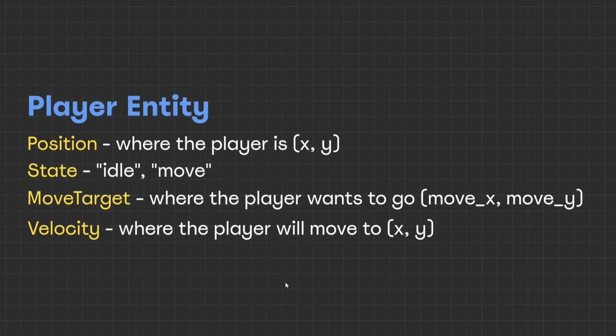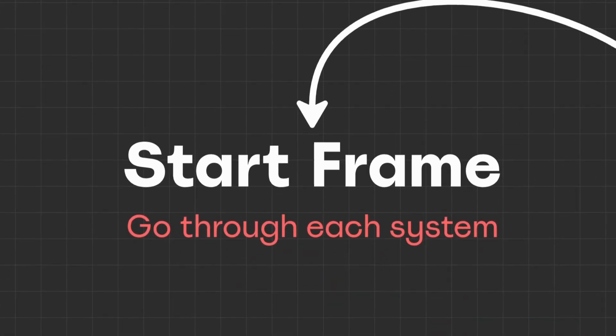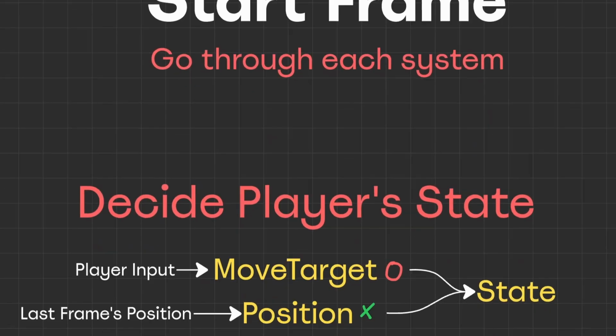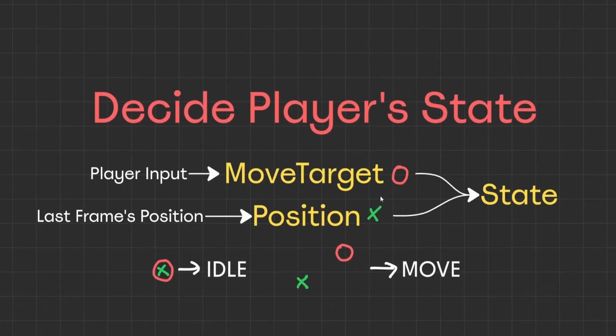Therefore, only the velocity component needs to be assigned to the player. For how we'll be using this, let's look at the player entity. They have a position component where the player is, a state which can either be idle or moving, a move target, so where the player wants to go, and a velocity of where the player will go. So at the start of each frame, we'll go through each system for the game logic. Starting with deciding the player's state, we'll take the move target and position components, and with that, we'll determine what the player's state is. So if the position and the move target are the same, we want the player to be idle. But if they're different, we want the player to move.